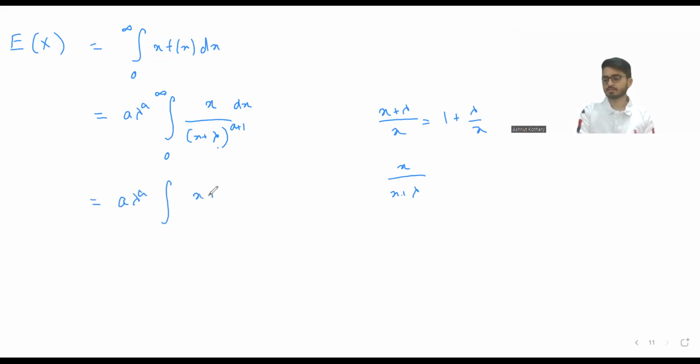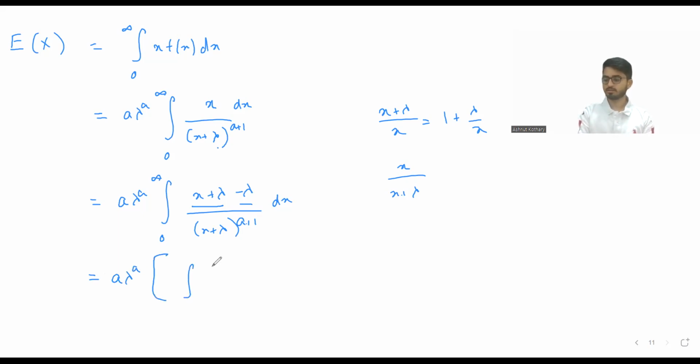What I do is x plus lambda minus lambda. Why am I doing that? My intention is that the numerator should be independent of x, because then it will come in a form which is directly integrable. So take a look at how I'm taking it. I take this to be one term, this to be another term.